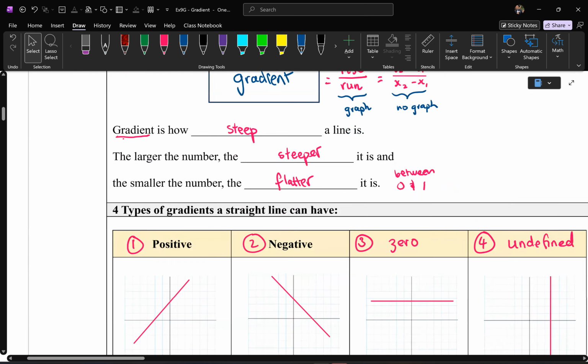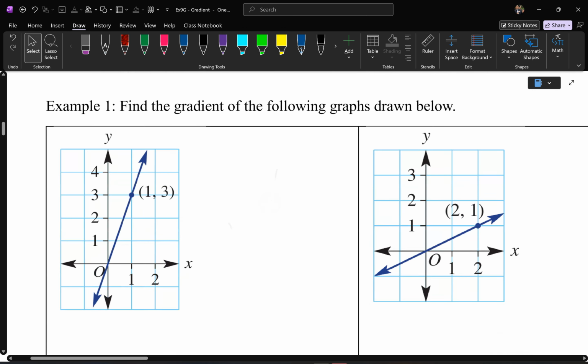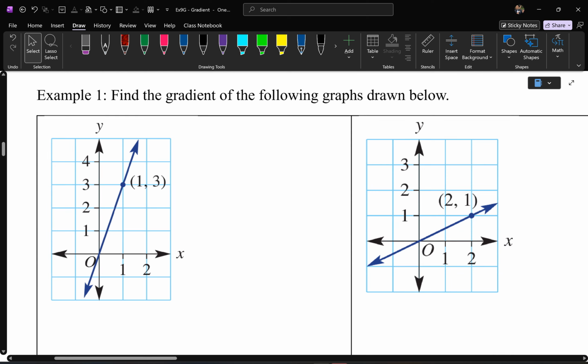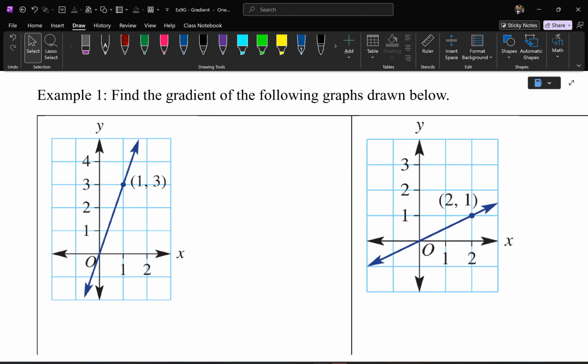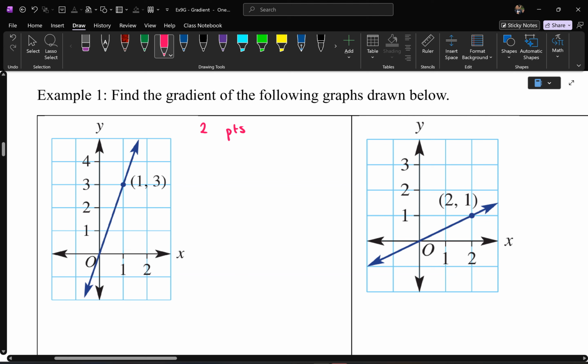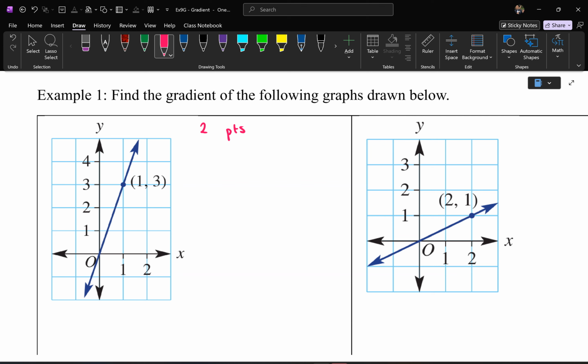Here's how it works. Let's do this first example. Example 1. Now let's think about it. A straight line. What was the minimum number of points you needed to sketch a straight line again? 2. You need 2 points. It also means that if you wanted to find the gradient, you need 2 points as well. It's impossible to find with just 1 point. You have to use 2 points to find it.